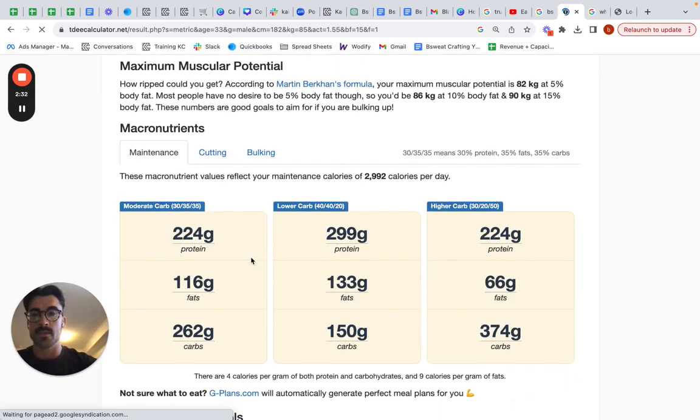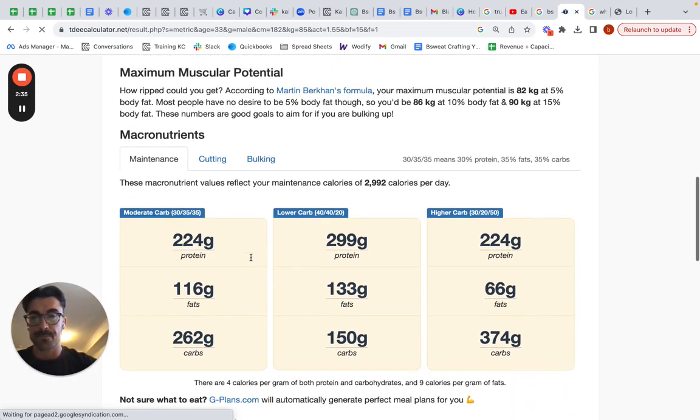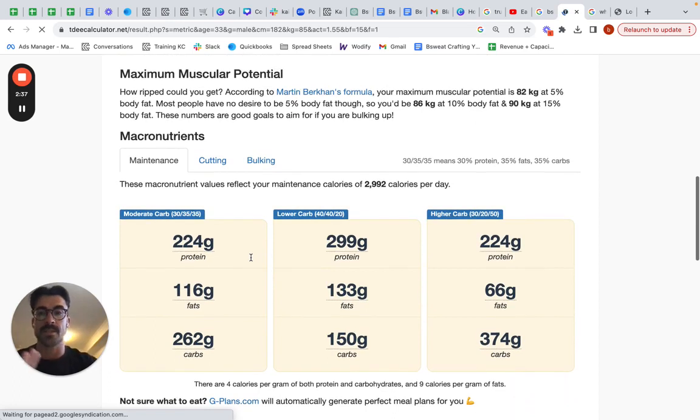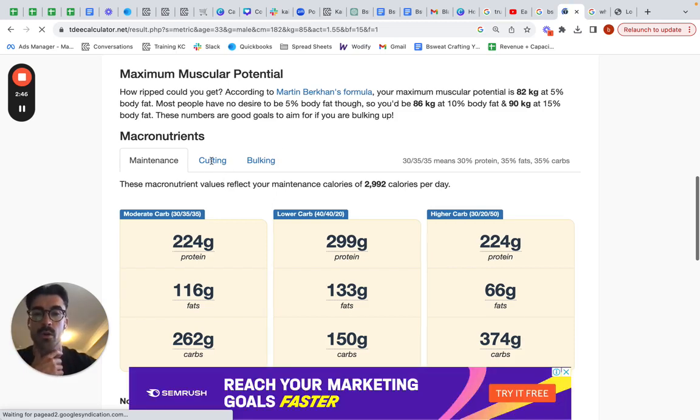All right, and this is where we're going to get into our macros. Now, what's your goal? Is it to stay the same? If it is, then we've got our calories at the top there, and these are our macros. Is it to cut, lose weight, or drop weight? We click cutting. If it's to bulk, we click this one. Now, our goal for most of us is cutting.